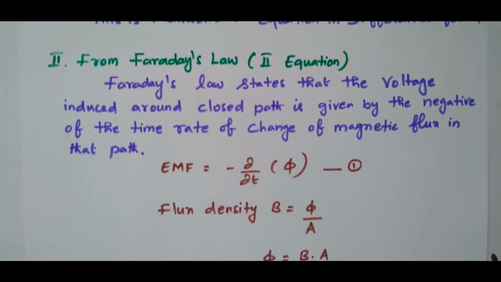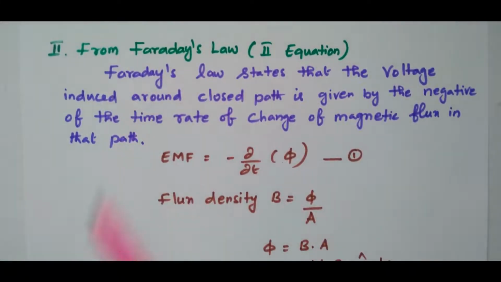The second equation is from Faraday's law. What is Faraday's law? Faraday's law states that the voltage induced around a closed path is given by the negative of the time rate of change of magnetic flux in the path, minus dou by dou t of psi, the rate of change of flux in a decreasing order. That is given by Faraday's law. EMF equals minus dou by dou t of psi.